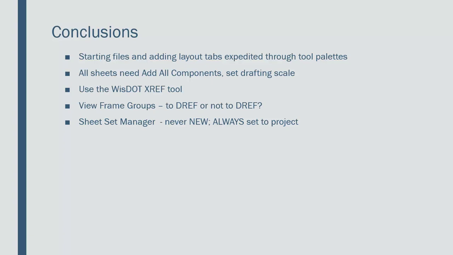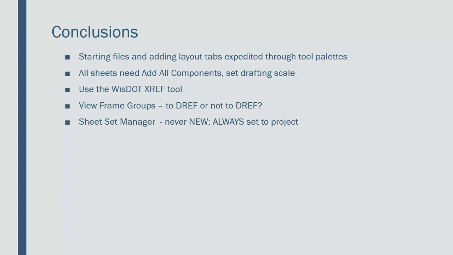So in conclusion, just want to state out the things that I want you to take away from this, the kind of the high points here. Starting files and adding layout tabs can be expedited through the tool palettes. Honestly, I think it's a great expedition of how to start a file and making sure the layout tabs in particular are correct. Also, all sheets need the add all components as you're starting off, and you should set the drafting scale as you're getting started with a new sheet.